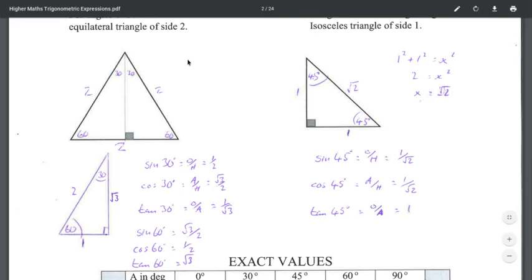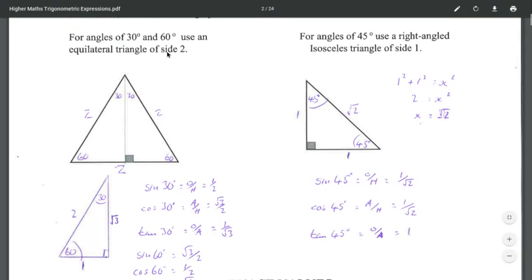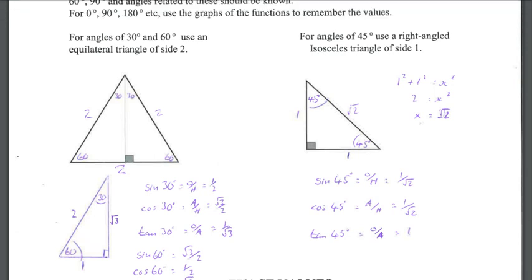So if we start with an equilateral triangle of side 2, so 2, 2, 2, as the sides are equal, the angles will also be equal, so we'll have 60 degrees for each angle, which comes from 180 divided by 3, which is 60 degrees. Now I'm going to draw in my line of symmetry here, which I can do and essentially split this equilateral triangle into two right-angled triangles.